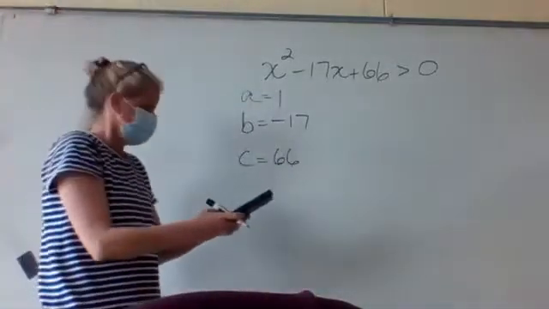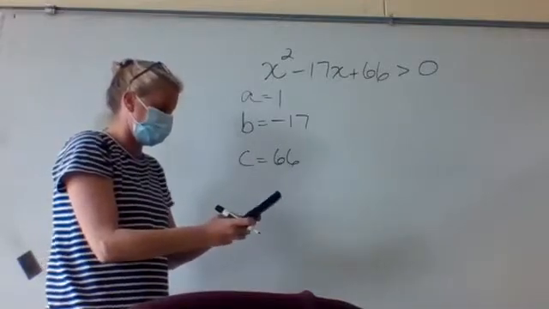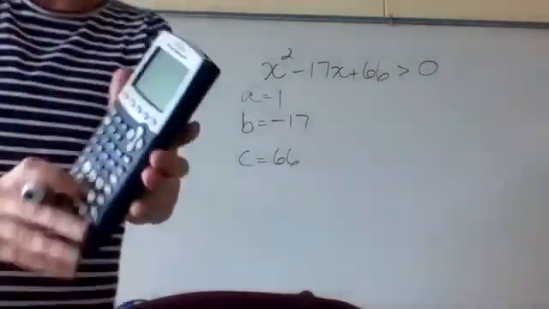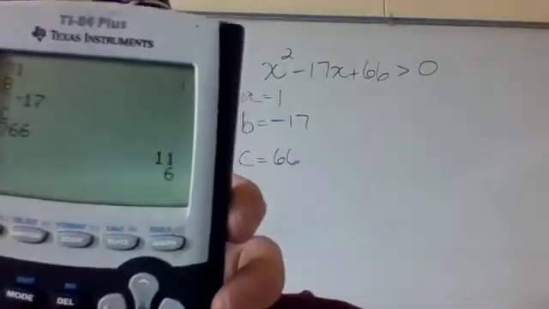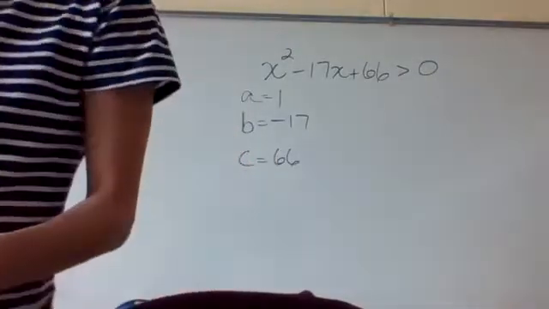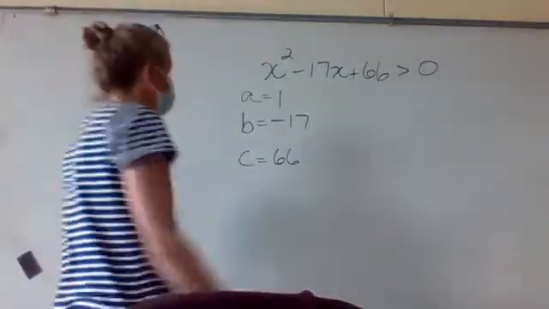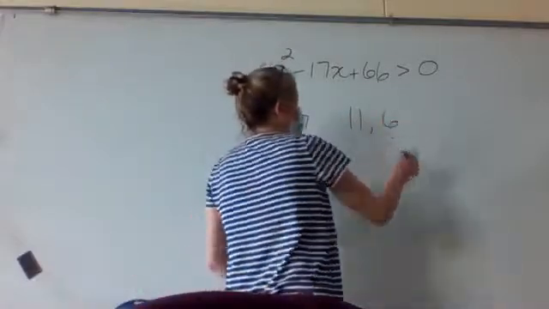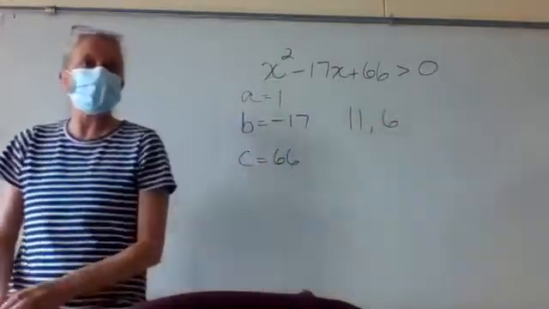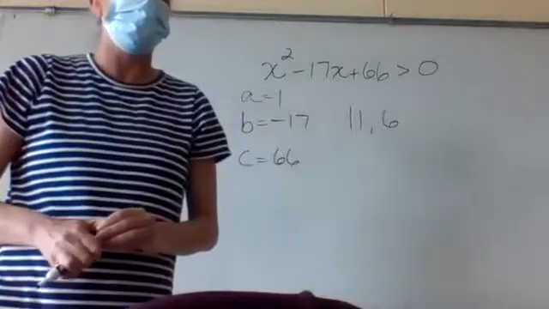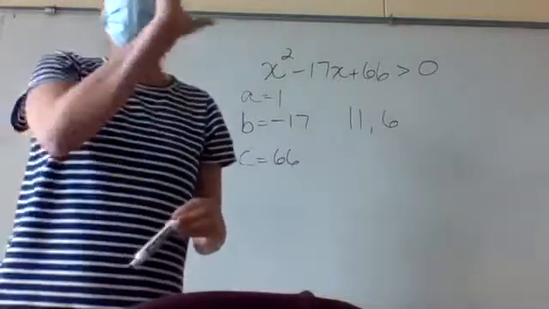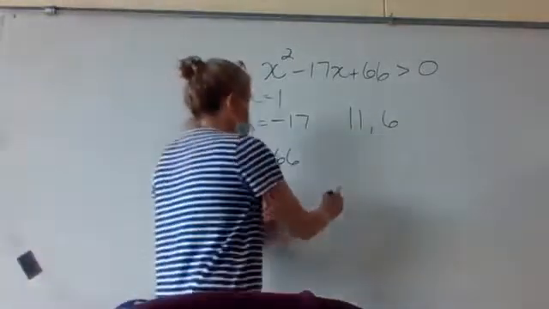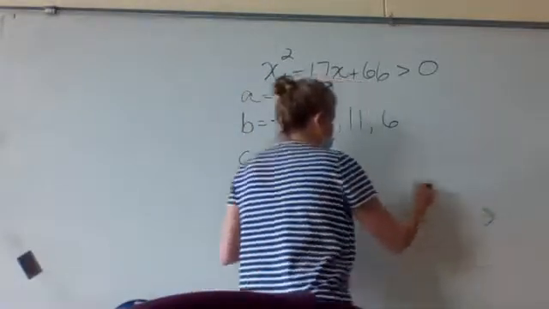So 1, -17, and 66. So when you hit enter, you get 11 and 6, right? So 11 and 6 are the solutions, aka zeros, aka x-intercepts, right? All 3 of those terms are interchangeable. So let's think about how that's going to look on this graph.